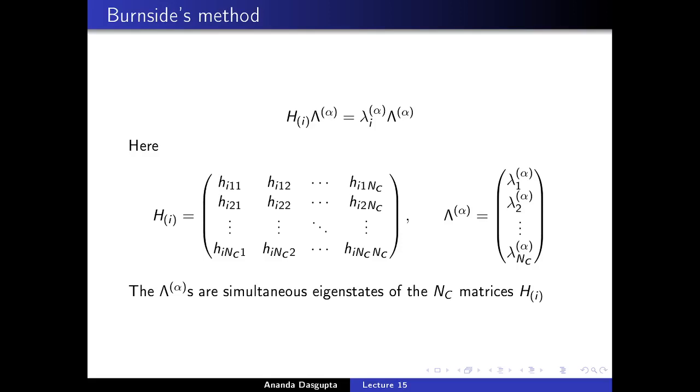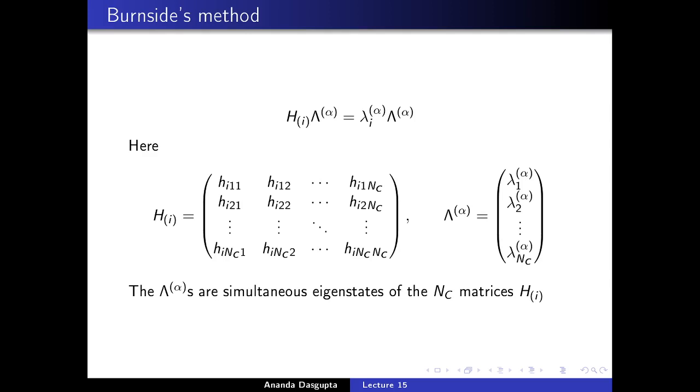Put in slightly different language, this means that we can find a single similarity transformation which is going to transform all the Hi's, h1, h2, all the way up to h nc, into a diagonal form. And the diagonal elements there will essentially give you the Dirac characters. Not only that, if you manage to find this single diagonalizing matrix, the columns of that diagonalizing matrix will give you in one shot all the Dirac characters.